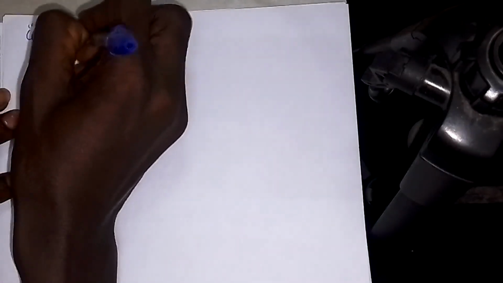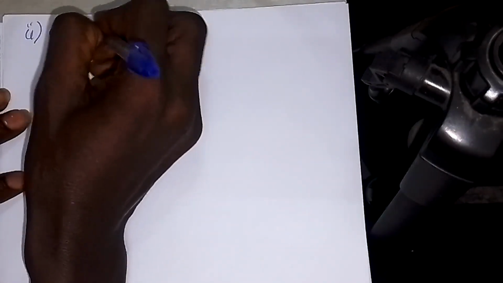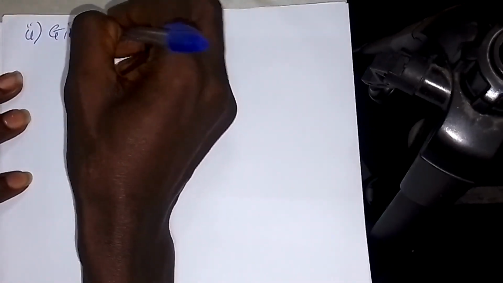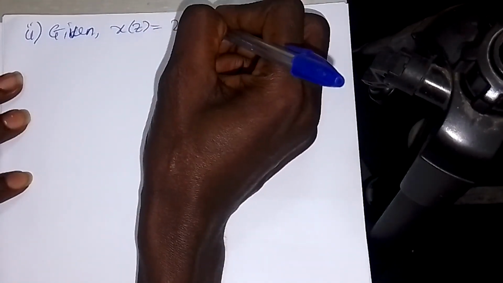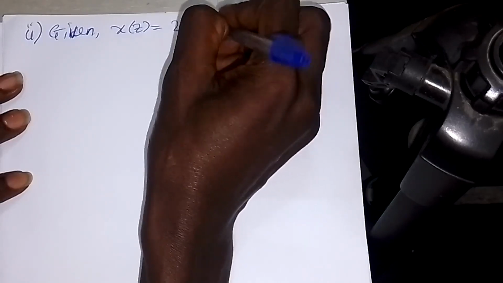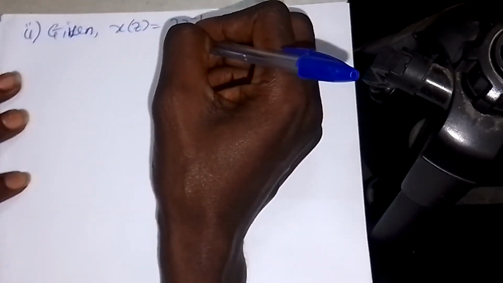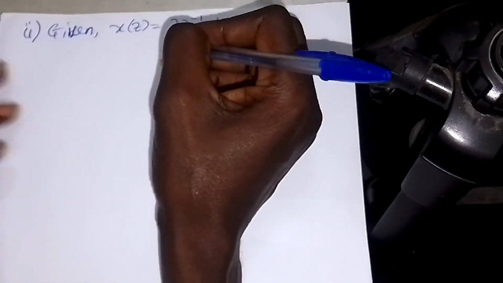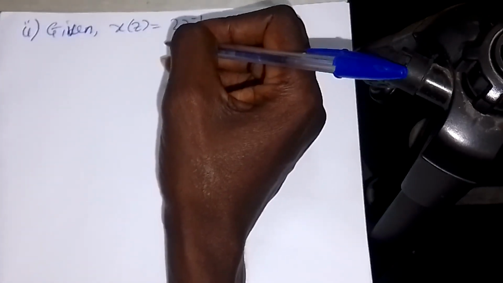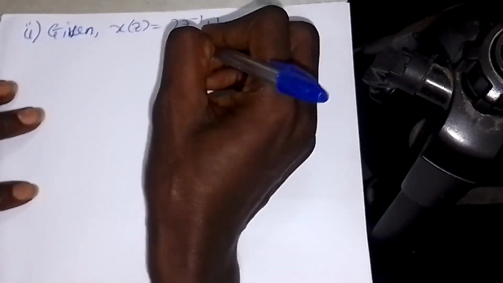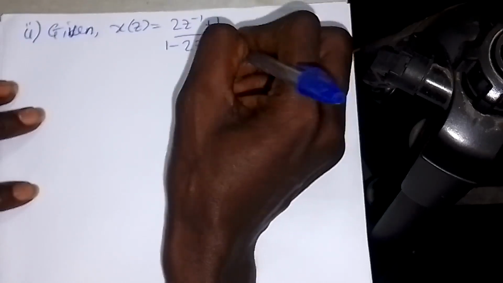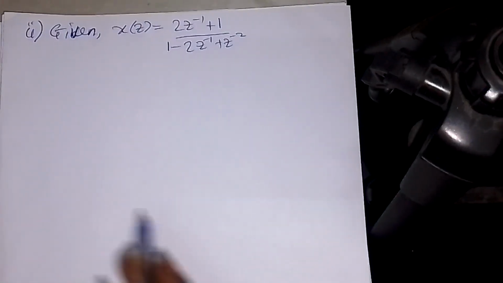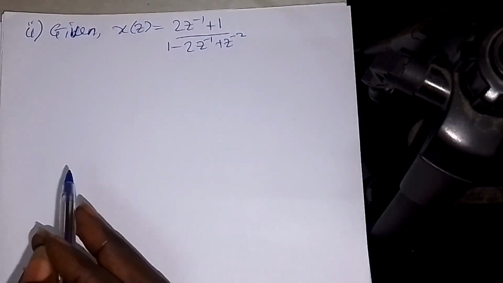The next one, we are given the same sequence. The sequence is X of z equals 2z minus 1 plus 1 over z, over 1 minus 2z exponent minus 1, plus z exponent minus 2. So this is the question that we are given.